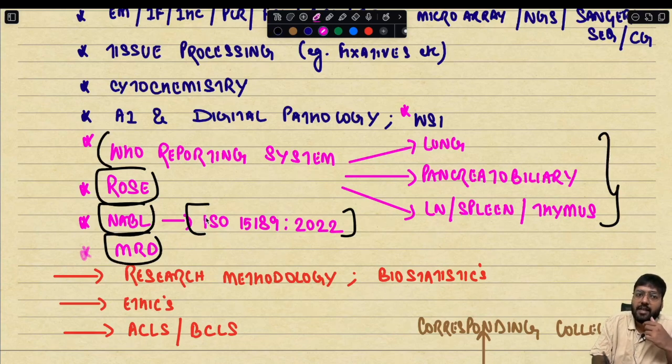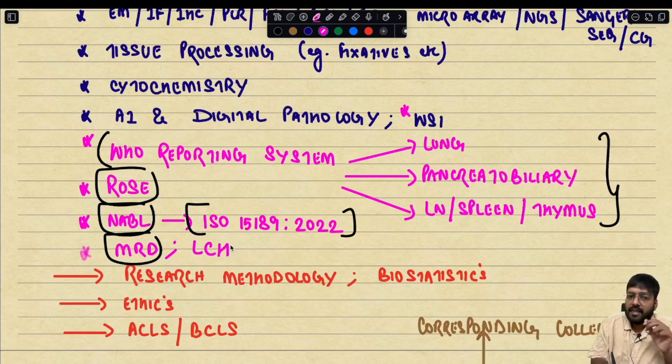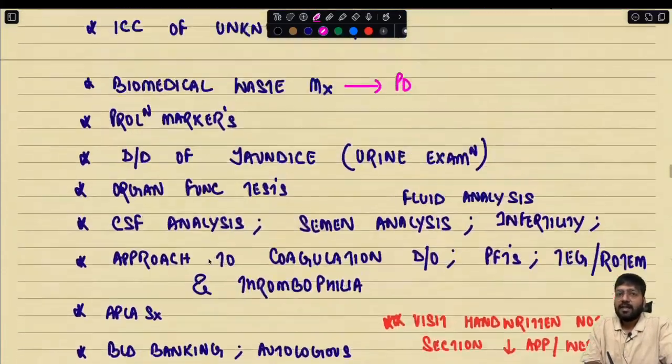Other questions which can also come, which I am adding over here, is LCH, Langerhans cell histiocytosis. This LCH has been covered under the section of lymphoma in details. Okay, so you don't have to worry about that. Okay, so these are some of the important questions.